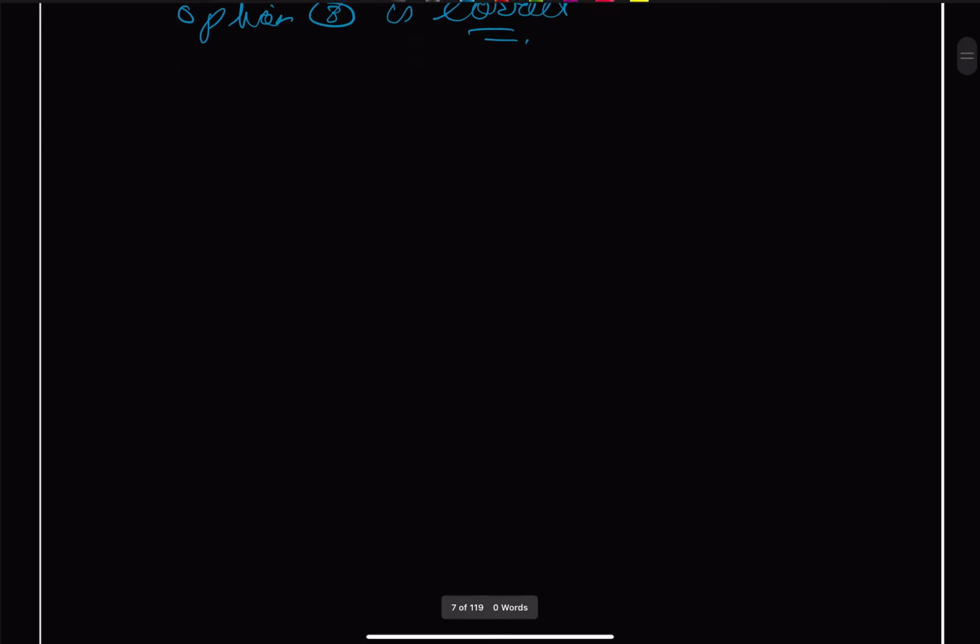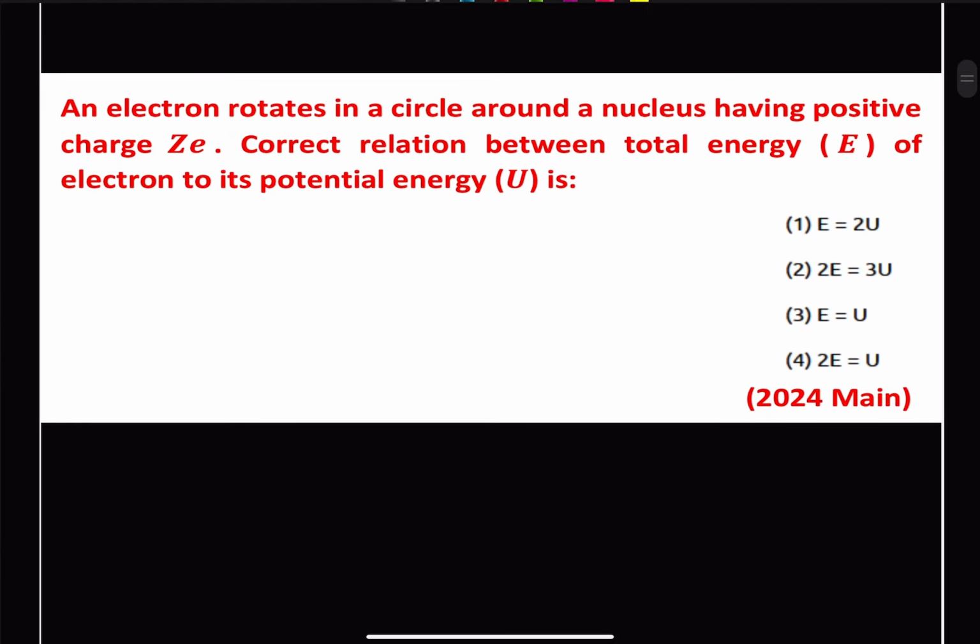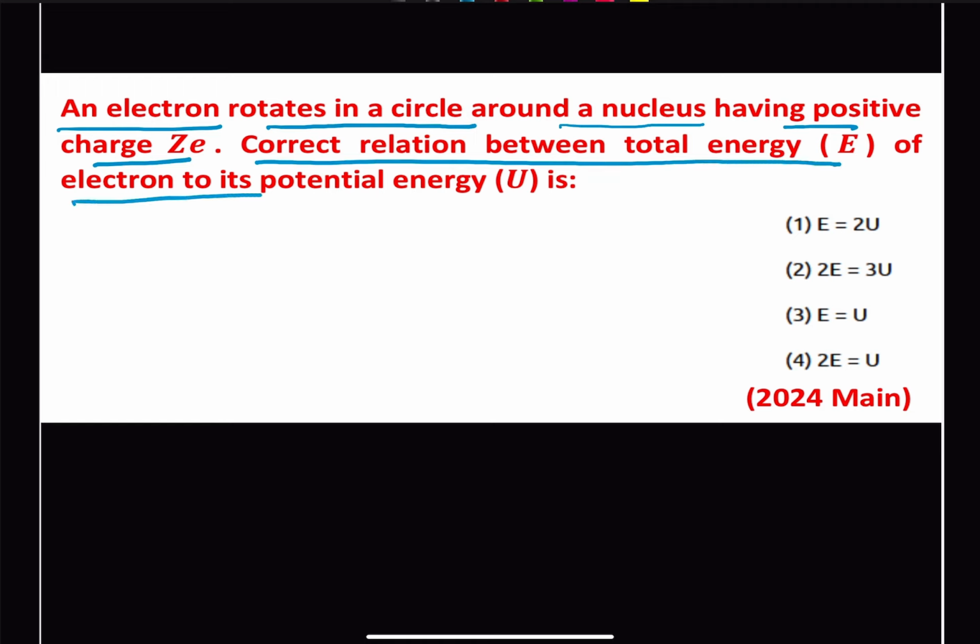Next question. It states that an electron rotates in a circle around a nucleus having a positive charge Ze. The correct relation between the total energy E of the electron and its potential energy U is. So in this case, the electron is orbiting a nucleus, and we have to find out the relation between total energy as well as the potential energy. So in this case, we are going to use the basic concept of electrostatics as well as the Bohr model of the atom.